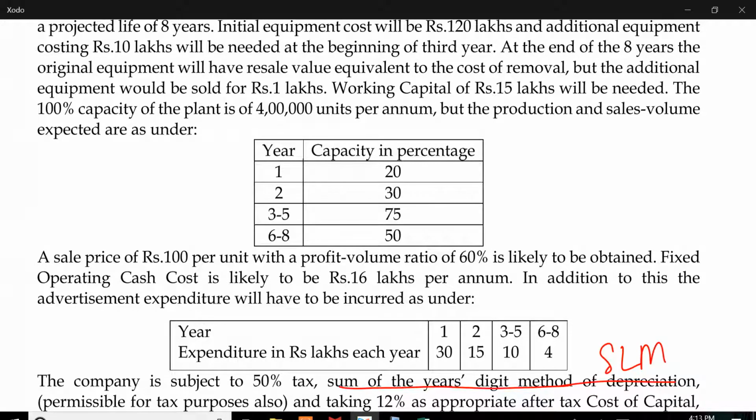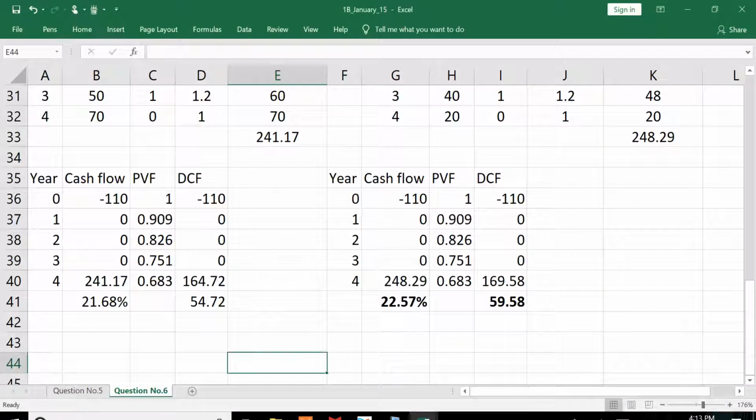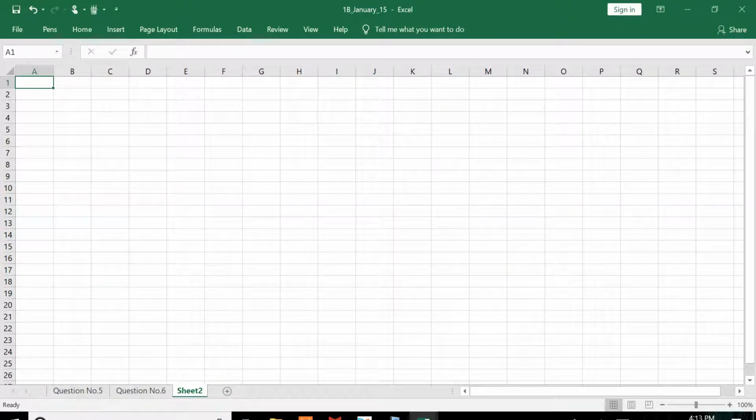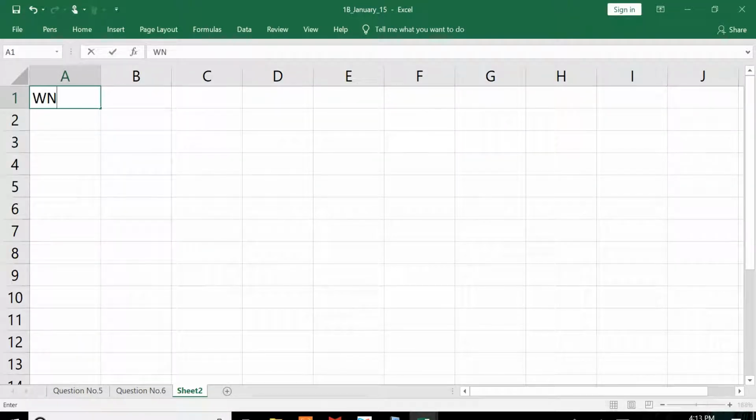Okay, we are going to do this problem in those 4 steps which we have learnt. Let's start doing them. Working note 1, initial outflow.